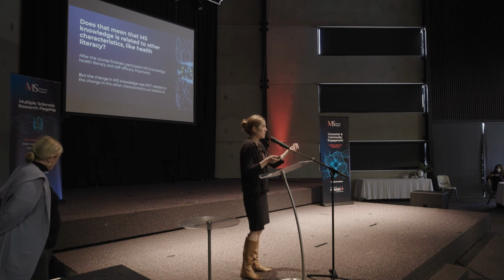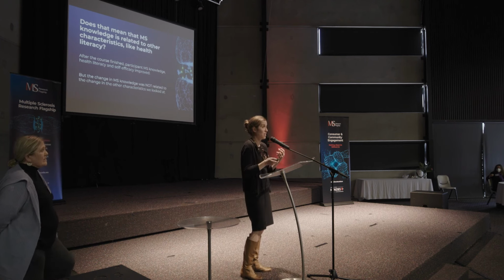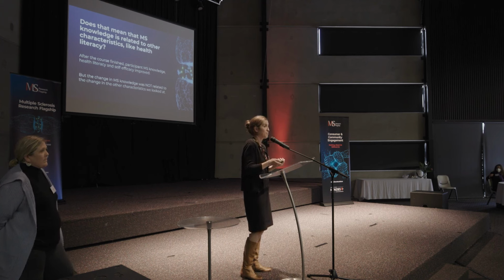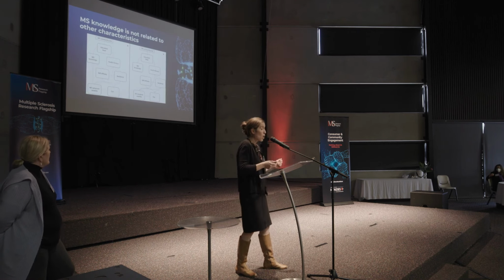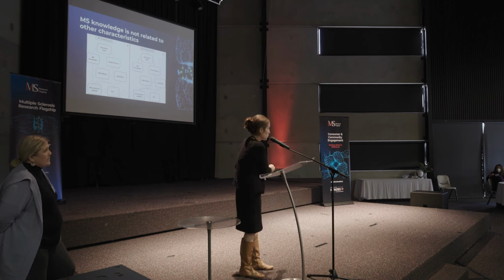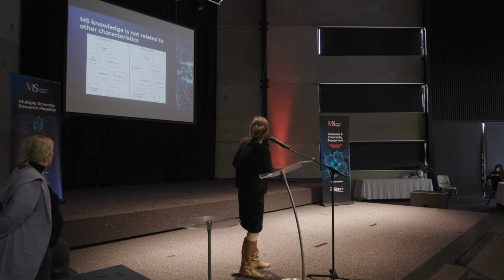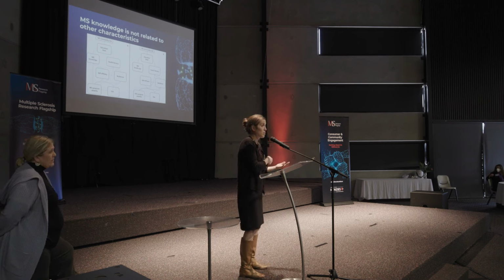There's no relationship between the change in MS knowledge and these other characteristics that we looked at, despite the fact that all of them improved. So that caused us to change our flowchart. So you can see here on the A side that we have the original hypothesized flowchart where there's a connection between MS knowledge and other outcomes. And then on the right, you can see a revised one where MS knowledge is off by itself, and there are connections between these other outcomes, but MS knowledge is not connected.